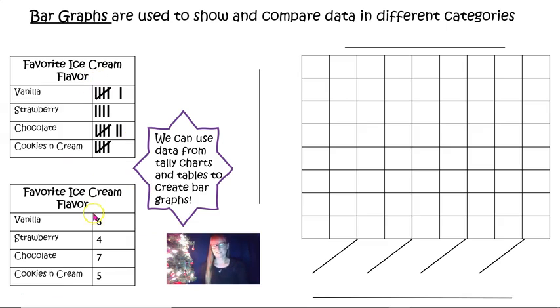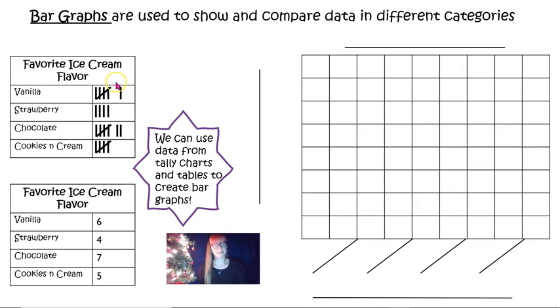Our tally chart and data table here are discussing favorite flavors of ice cream, and they're showing the same information in a slightly different way. Before we get started with graphing this information, we need to do a little bit of labeling so that we know what this bar graph is going to be telling us. The first thing that we should label is our title. The title is going to explain all of the information inside of our bar graph.